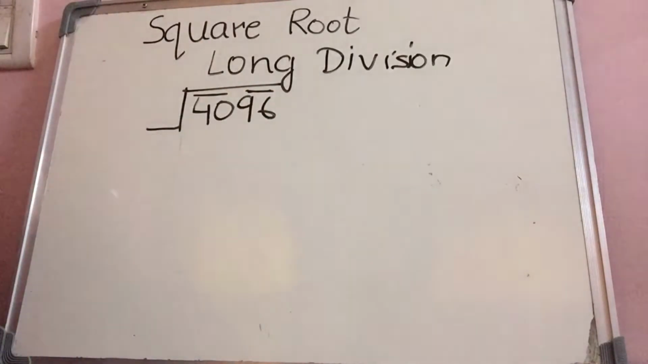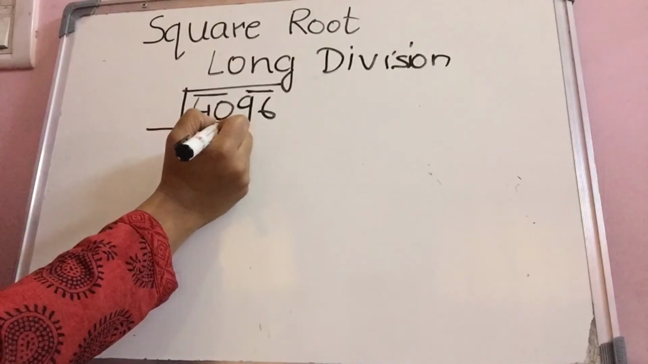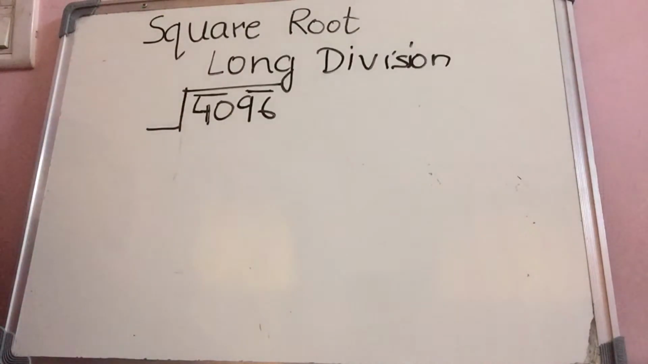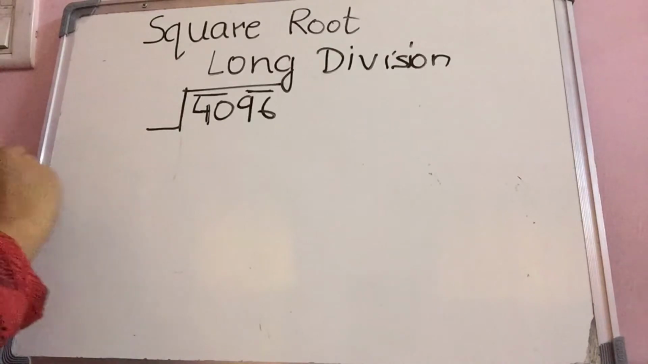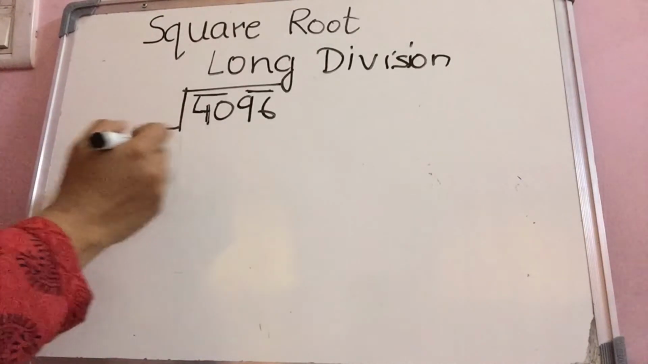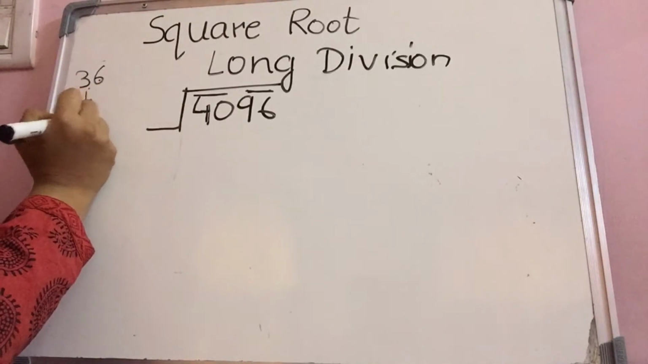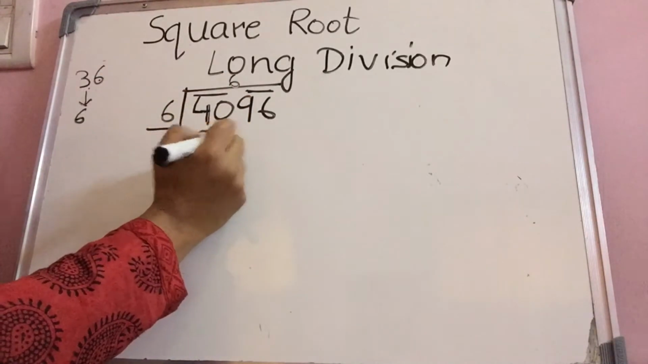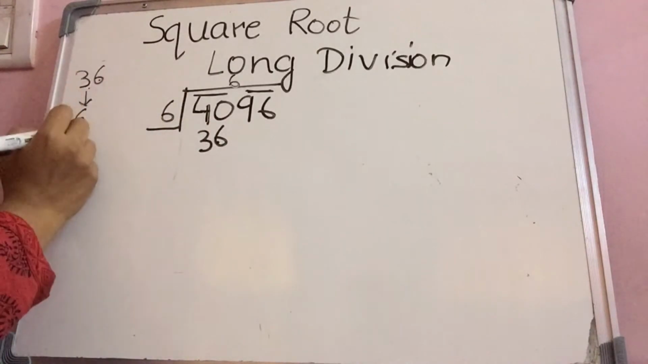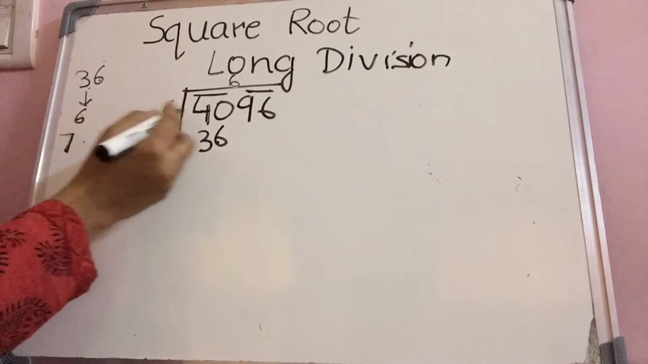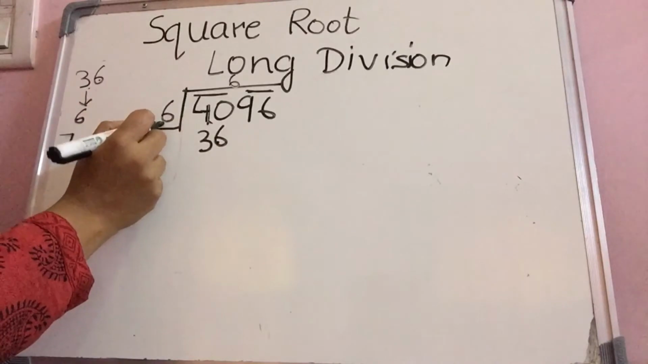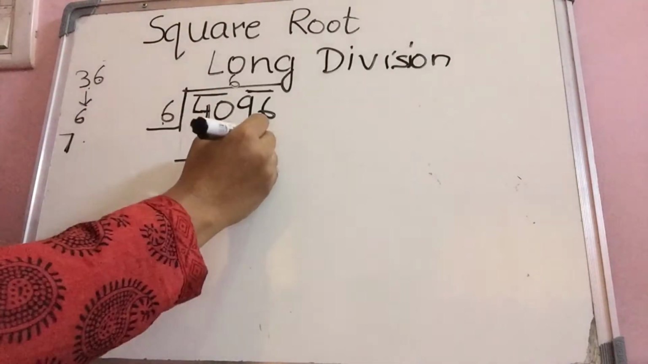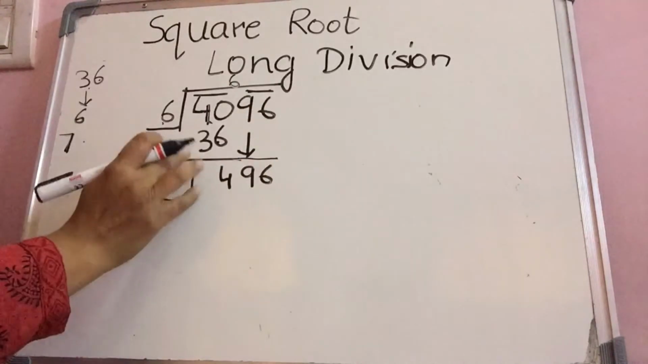So we will take 2 numbers at a time and we will see which is the nearest number that is a perfect square. Near 40 we have 36. This is the square of 6. 6 times 6 is 36. Because the next number is 7 times 7, which is 49, bigger than this. So we will take the smaller number. Then we will subtract. We get 4. We will bring down these 2 numbers.